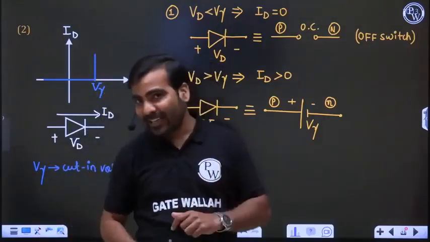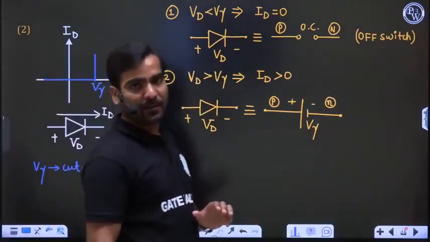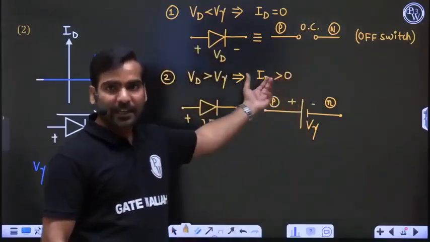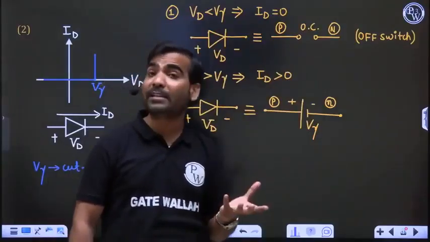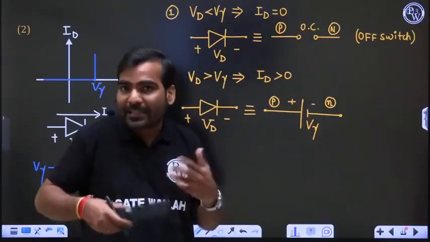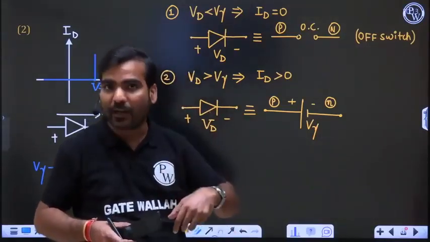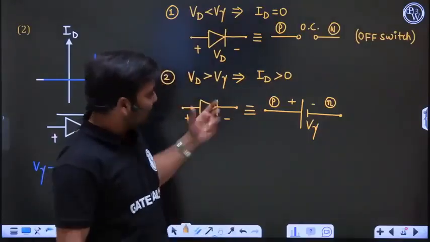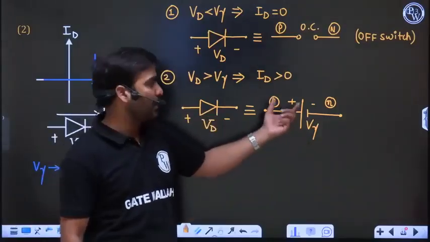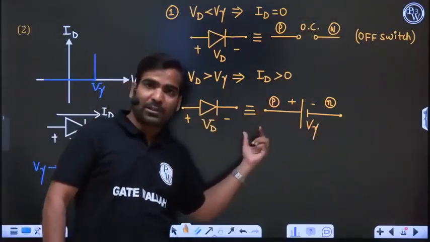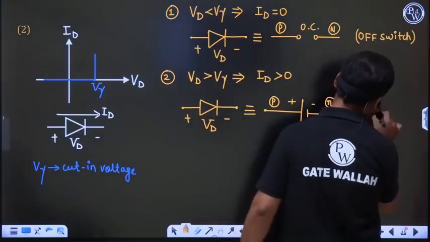In the second case, where the diode cut-in voltage V gamma is given, the diode is either open circuit if it is reverse bias, or if the voltage across the diode is less than V gamma. Which voltage of the diode? If you are measuring P side positive, N side negative, and this voltage is less than V gamma, the diode is open circuit. Second case, if the measured voltage is greater than V gamma, the diode is on, and you have to make a battery, P side positive, N side negative. This is the replacement of the diode. So this is again an on switch, we can say.